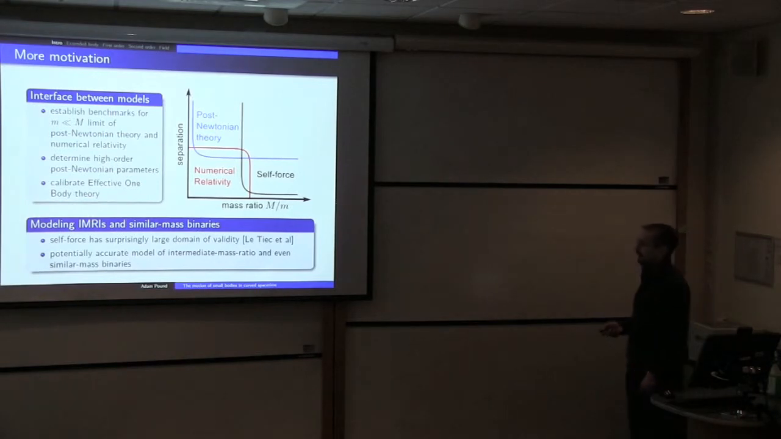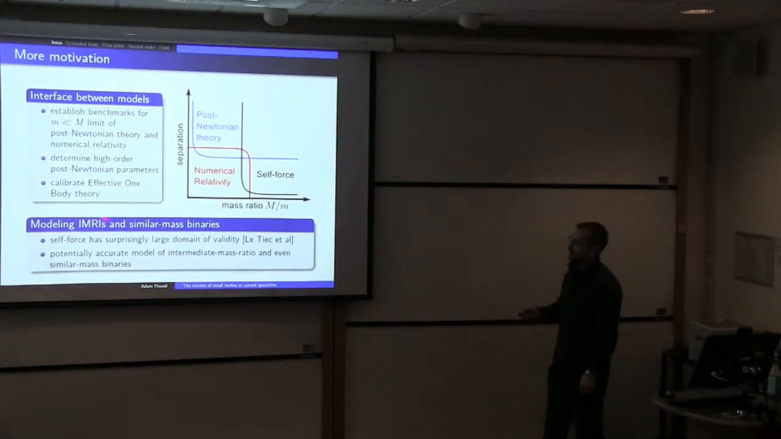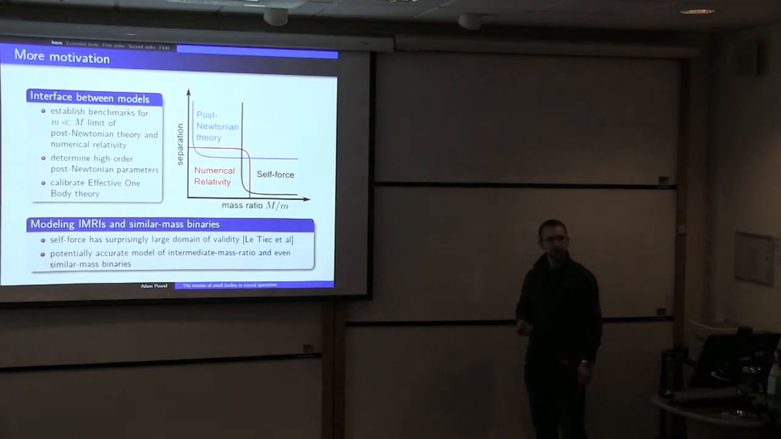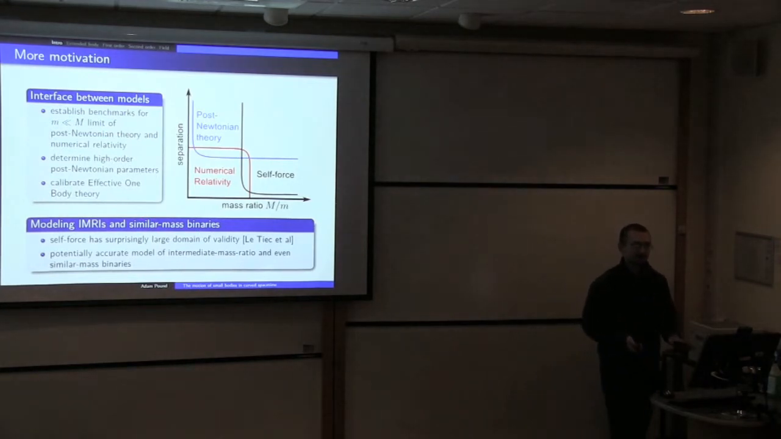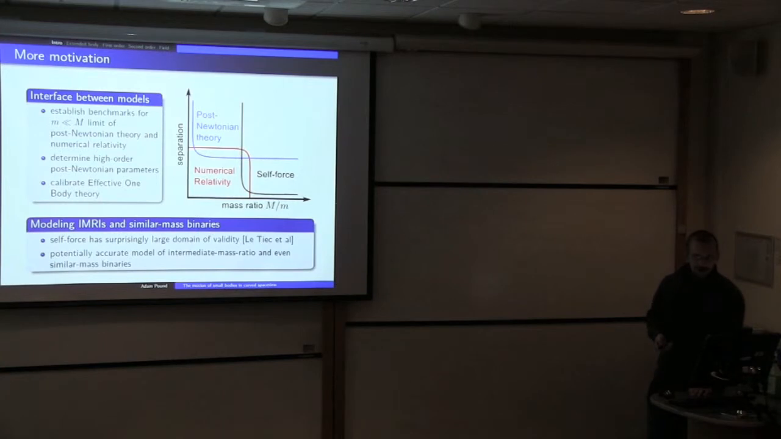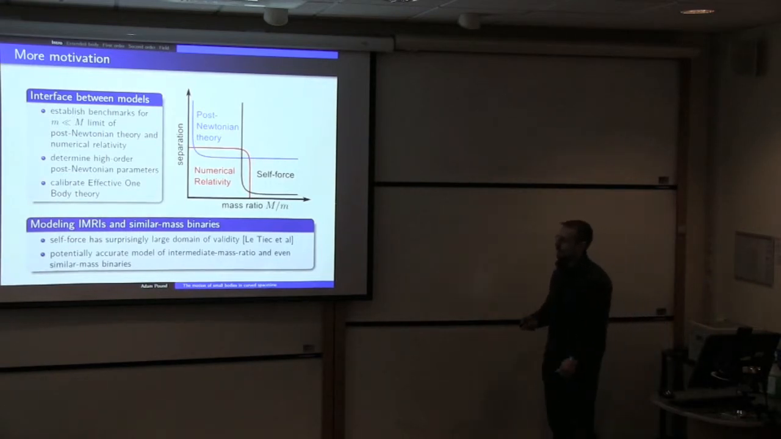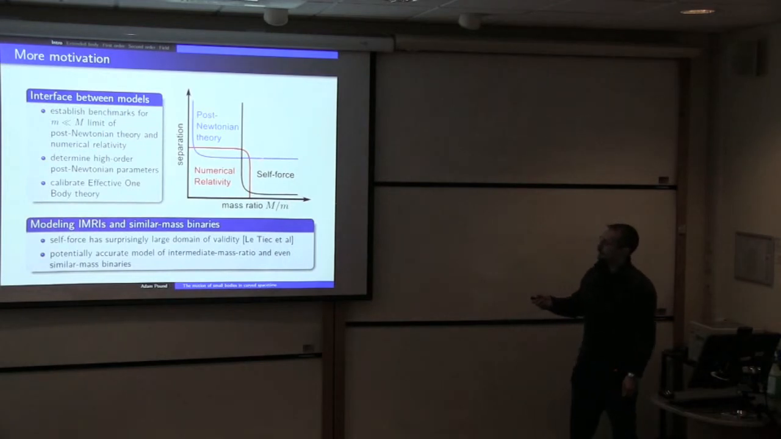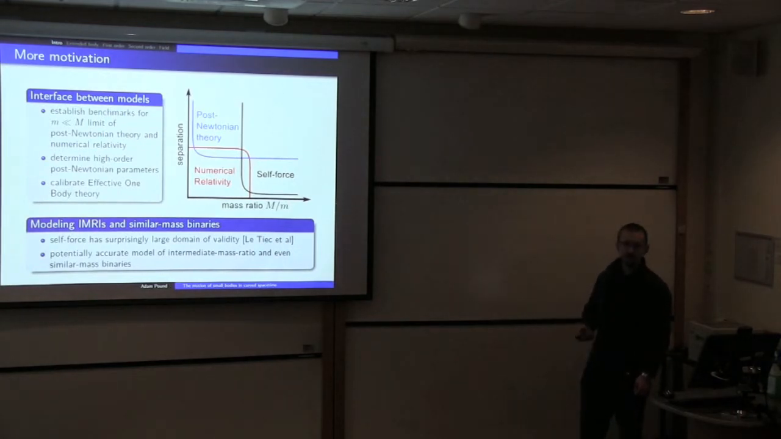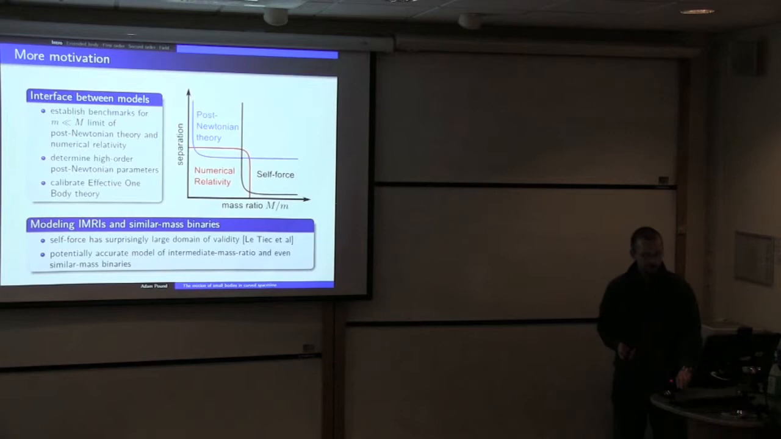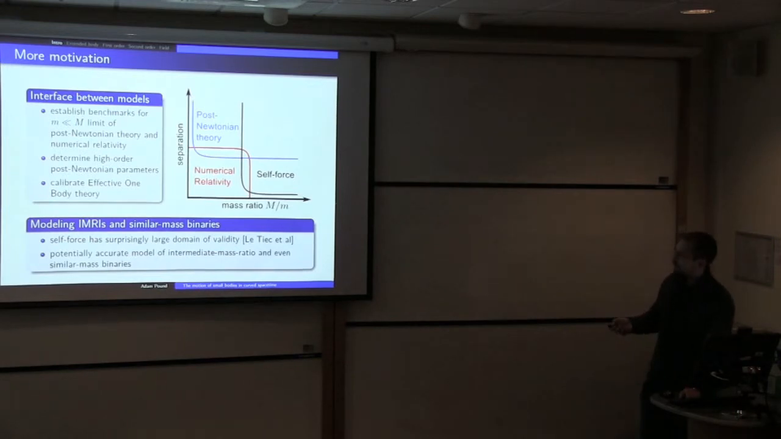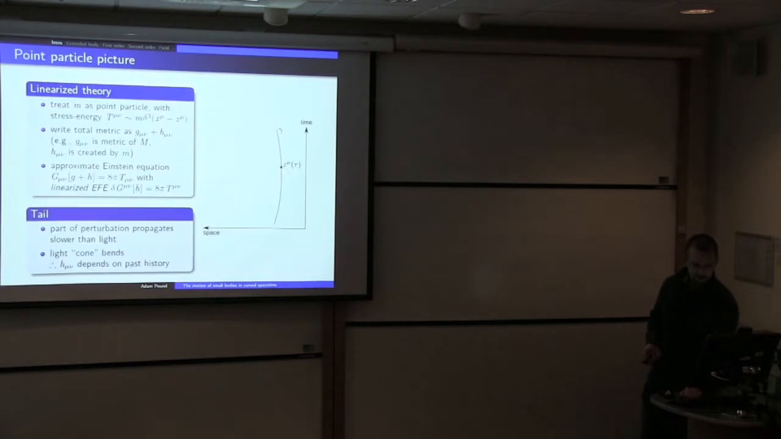There's also the possibility of directly modeling intermediate mass ratio inspirals or even comparable mass binaries just using self-force. The evidence for this comes from the work of Alexandre Le Tiec and collaborators, who have shown that the self-force theory has a surprisingly large domain of validity. So it's valid over here where you wouldn't expect it to be valid. So it's possible to use self-force to directly model other binaries than EMRIs.